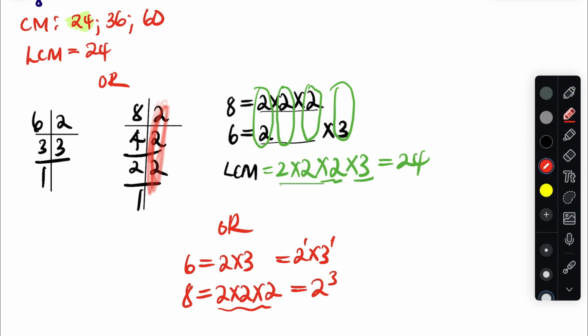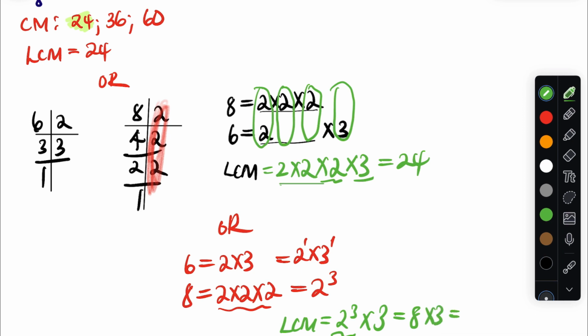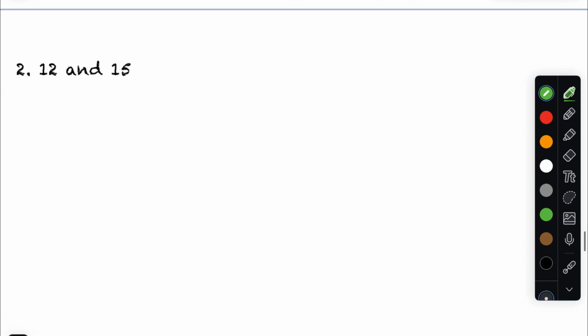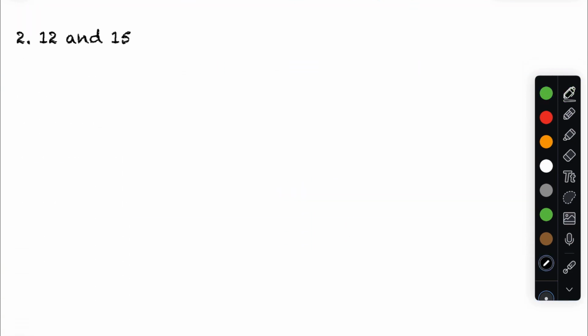So now here you have 2, but it's 2 to the power 1, and you have 2 to the power 3. So for an LCM, you're going to take the 2 with the highest power, which is 2 to the power 3, and then you times. And then here you have 3 to the power 1, and you don't have 3 there, so you're going to multiply by that 3. So 2 to the power 3, it's 8 times 3, which is what? 24. That's another way.